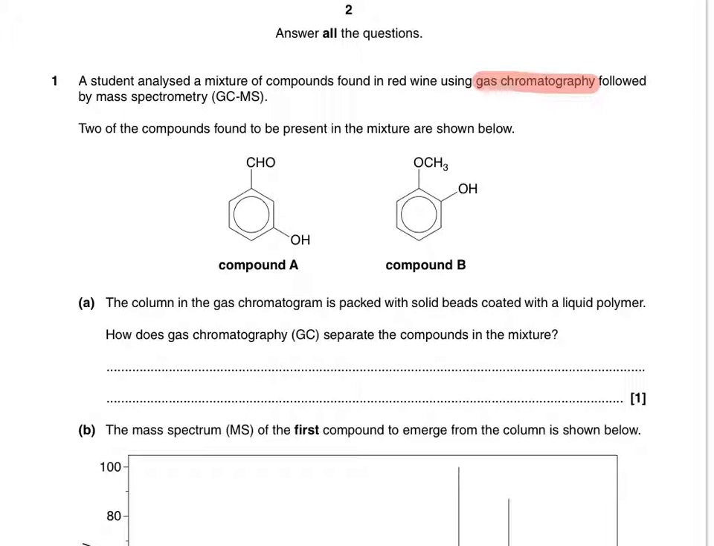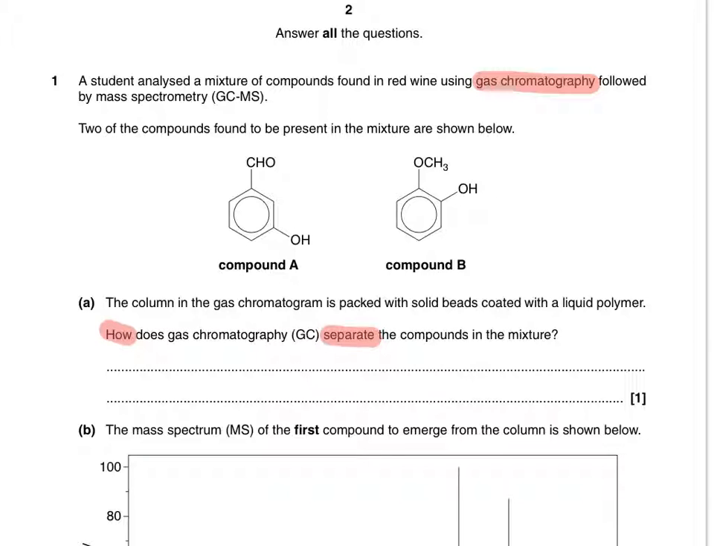So it says the column in the gas chromatogram is packed with solid beads coated with liquid polymer. And it says, how does gas chromatography separate the compounds in the mixture? The two most important words here are how and separate.